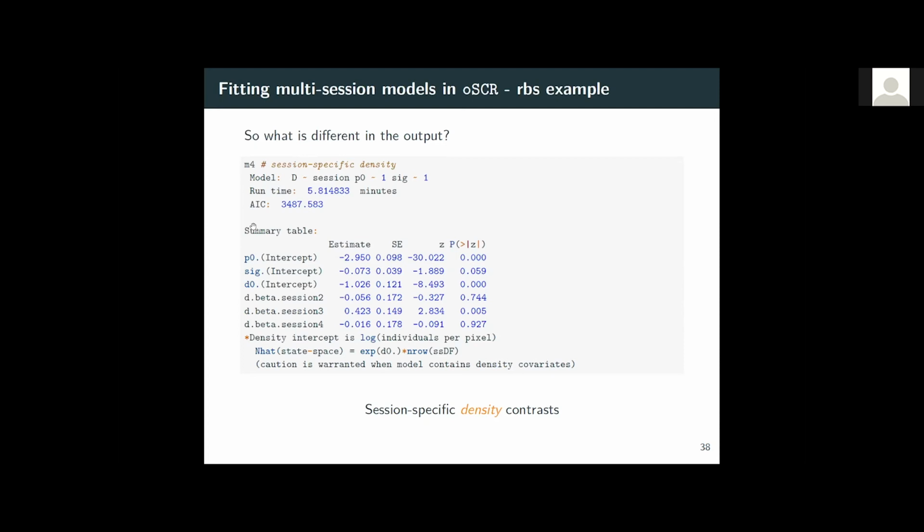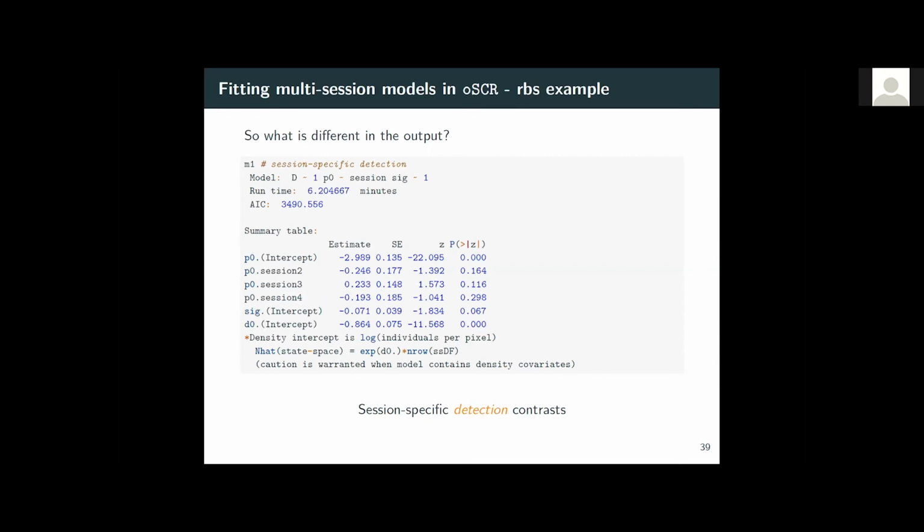And this here is the difference between session 2 and session 1. So we can see, because this is a negative, we know that our estimate of density in the second array is lower than the density estimate of the first array. And then the session 3 term here, this is the difference between session 1 and session 3. And this session 4 term here is the difference between session 1 and session 4. So this is what are called contrasts. So if we add these 2 together and then exponentiate that, we'll get the estimated per pixel estimate of density for session 2.